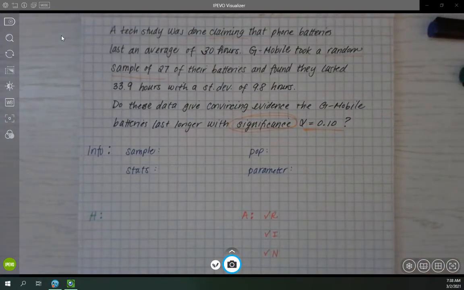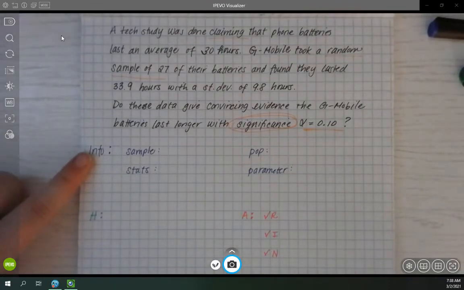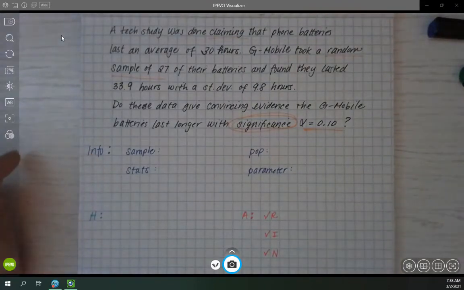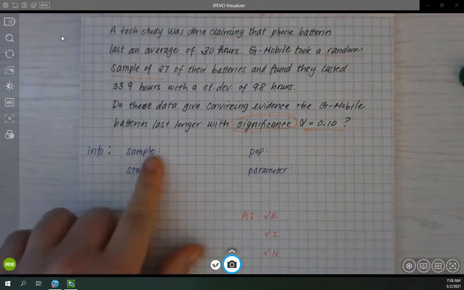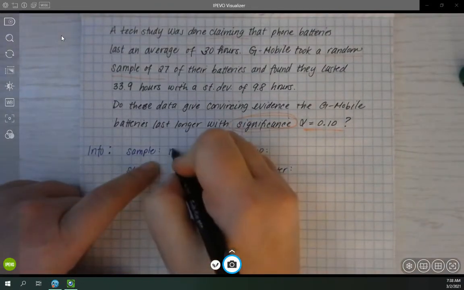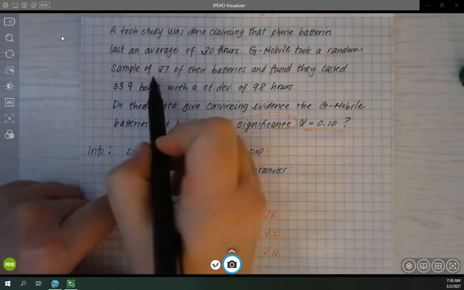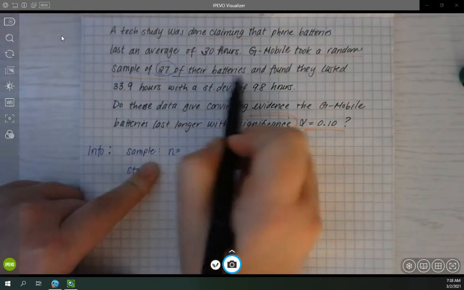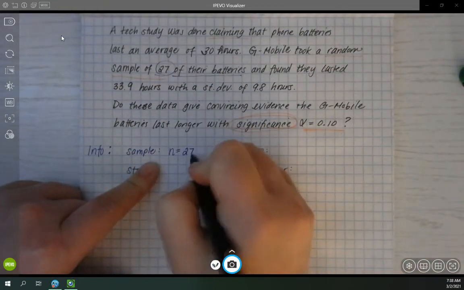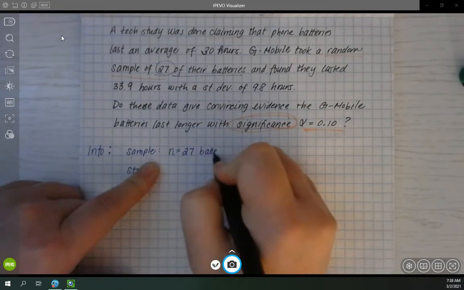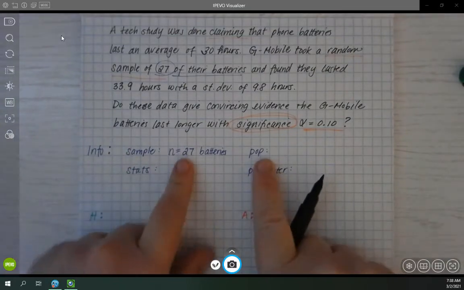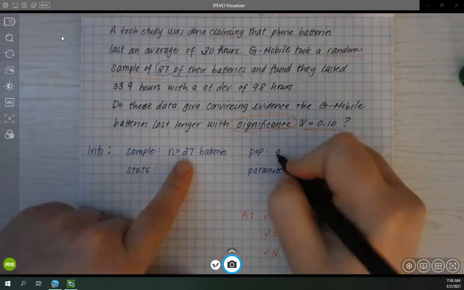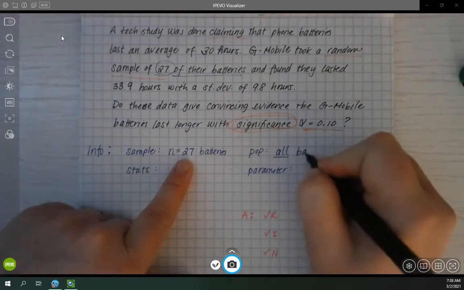So I'm going to start out by just identifying the important information. The first thing I want to know is, what is my sample? So how many am I looking at? I'm going to go N equals, and my sample is 27 batteries. If I were to write this down as a population, it does not get a number. Instead, it gets all batteries.